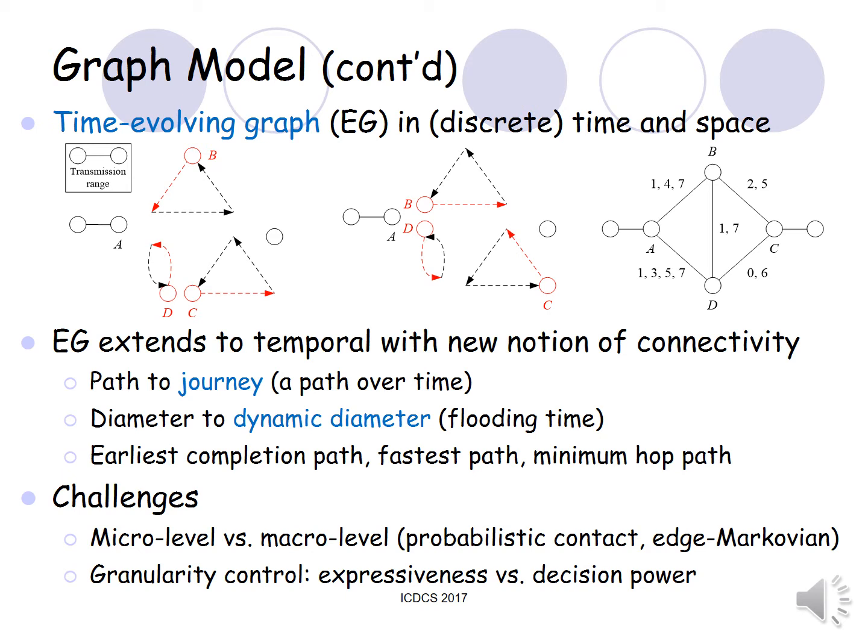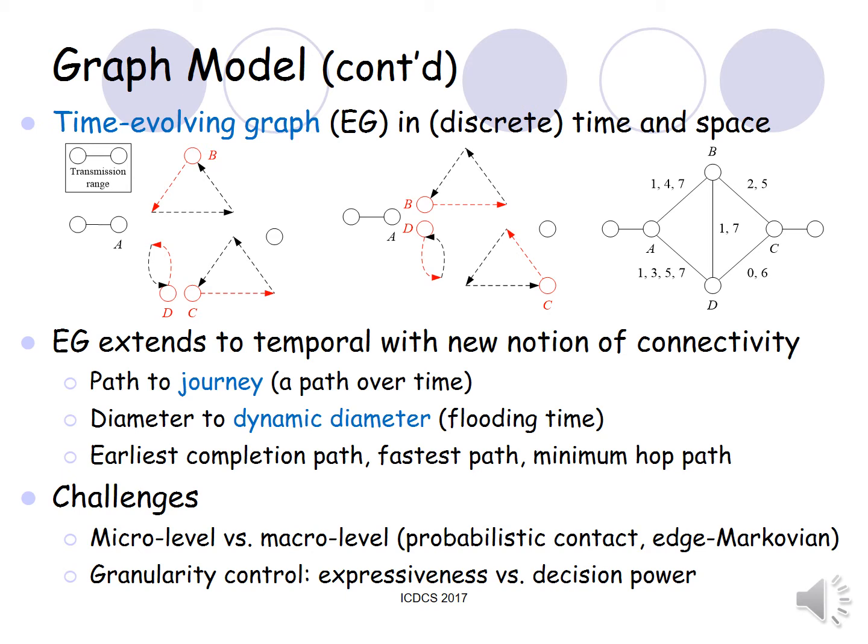Then diameter becomes the dynamic diameter, which represents the flooding time of a network starting from a particular source. Then the traditional shortest path can be the earliest completion time, which represents the earliest time that a message can reach a destination, or the fastest path, which is a minimum span or minimum hop path.